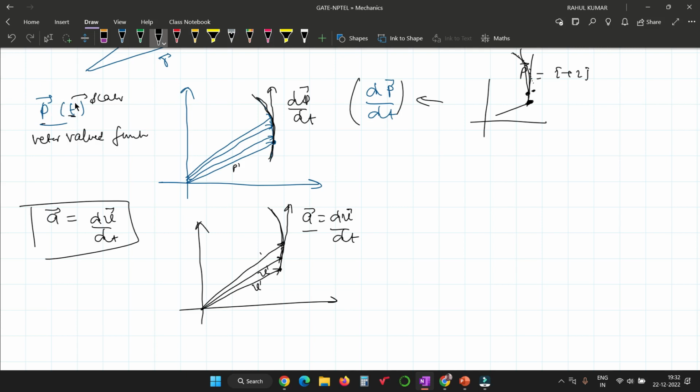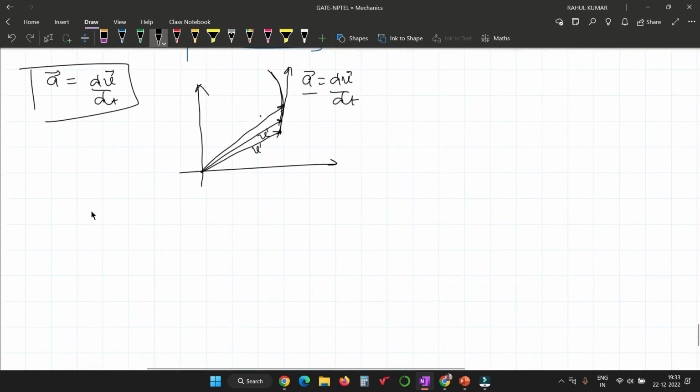When you differentiate this, that derivative is also a vector. So I want to ask, what is the direction of that vector? The direction of that vector is nothing but the tangent to the path, not the displacement. Is it correct? Are you getting it? Yes. Okay, so now let's move further.